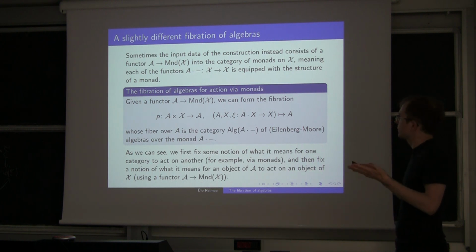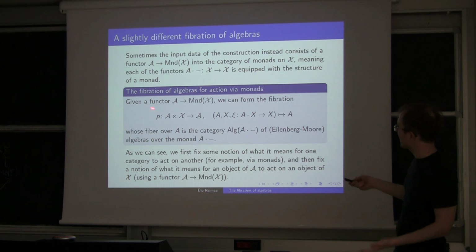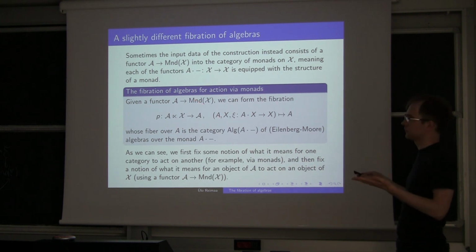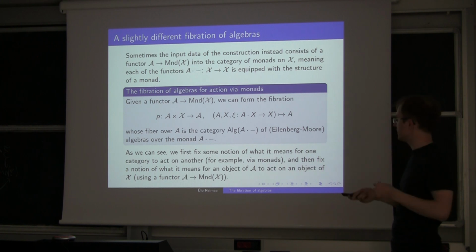Well, you can see that this similar thing would work with various applications. Change this category of monads on X for some category of, say, pointed endofunctors on X, or endofunctors on X carrying some extra structure, and we'll be able to do a similar case.